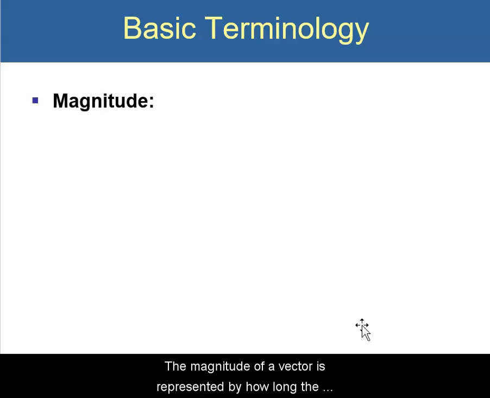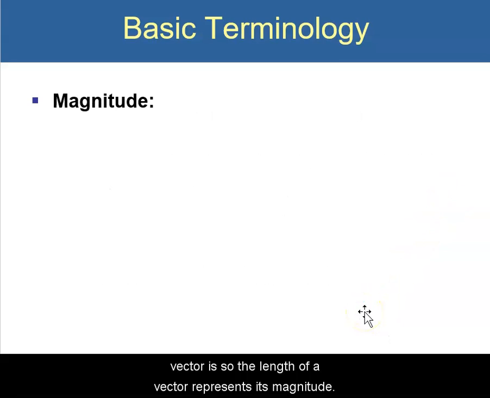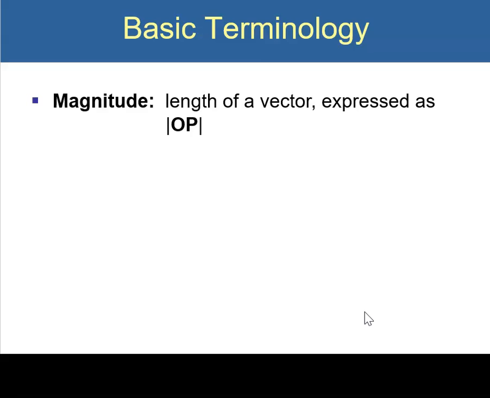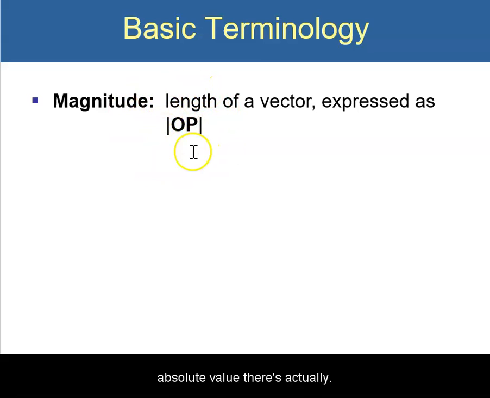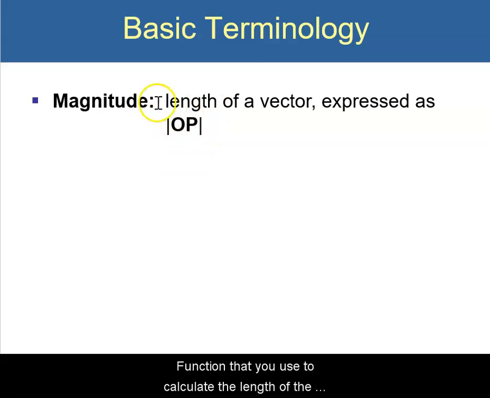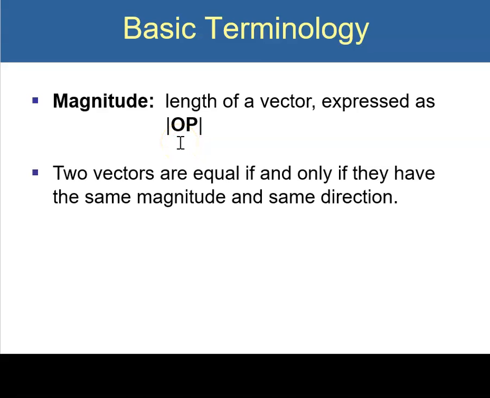The magnitude of a vector is represented by how long the vector is. So the length of a vector represents its magnitude. The way that we write it is we put the name of the vector inside of the absolute value signs. Now this does not mean absolute value. There's actually a function that you use to calculate the length of a vector. It is not absolute value. It's just a notation.